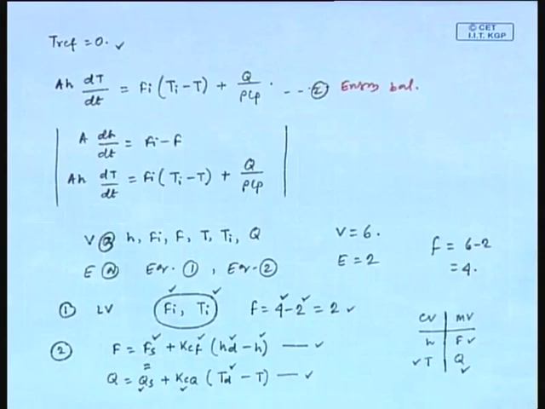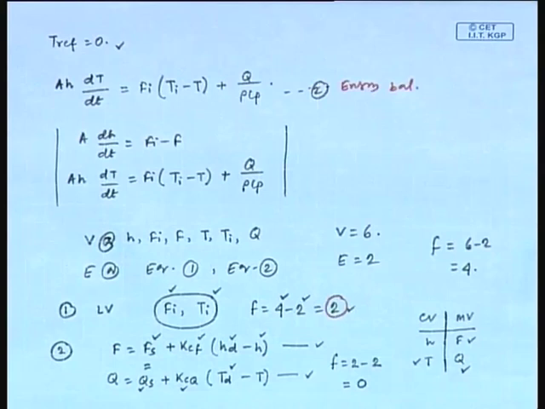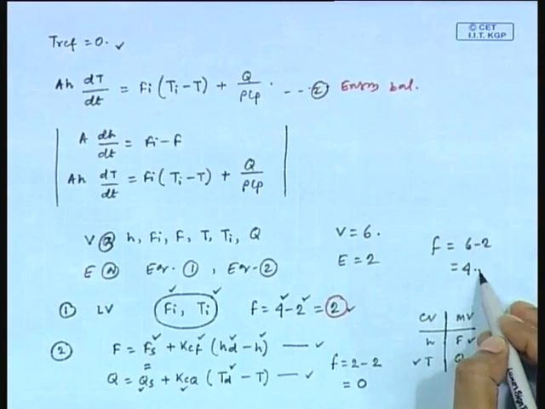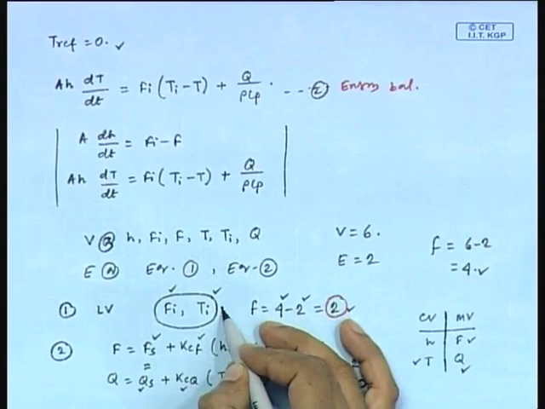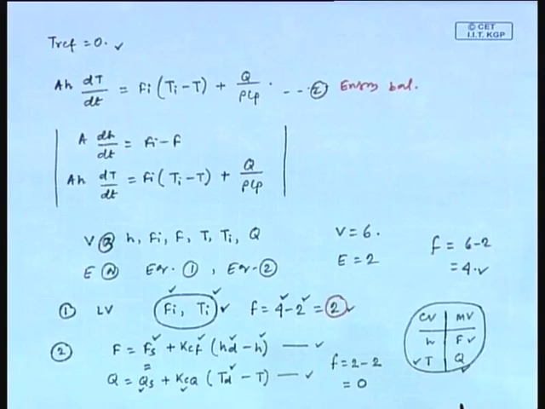We had F equals 2. Now, if we add two equations, then the degrees of freedom becomes 0. Got the point? So we basically had degrees of freedom 4. Additionally, we specified two load variables through direct measurement. Then we paired controlled variables and manipulated variables, got two additional control equations, and finally the degrees of freedom becomes 0. That means the system is exactly specified.